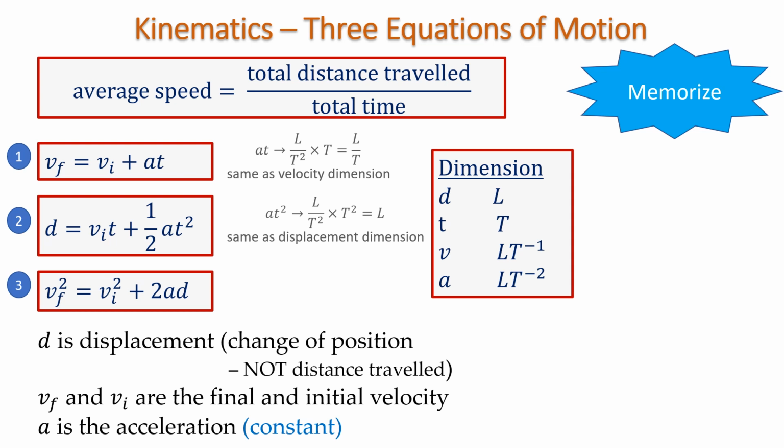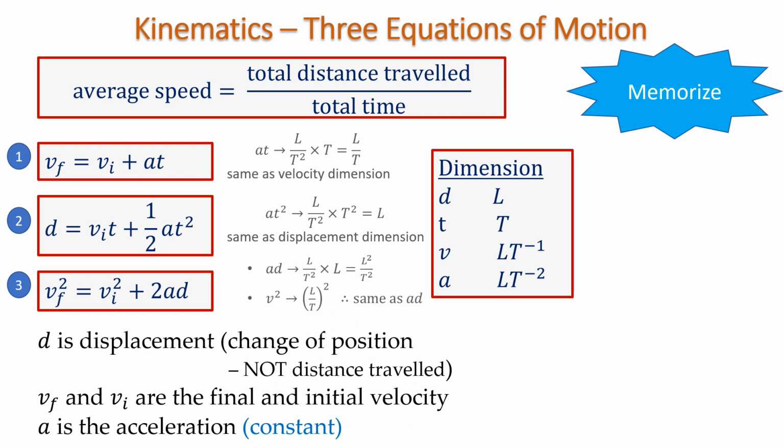Let us do the second equation. Here, Vit or at square should have the same dimension as displacement. So let us do it for at square. A is L over t square and t square is t square, which will give you L. That's exactly what we expect in this validation.